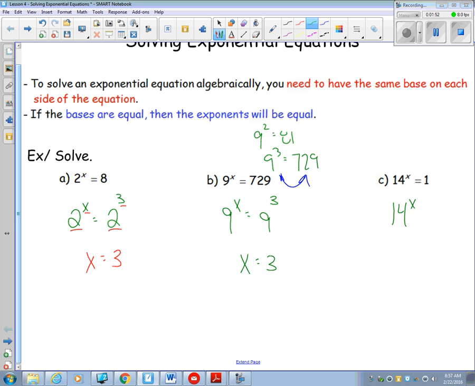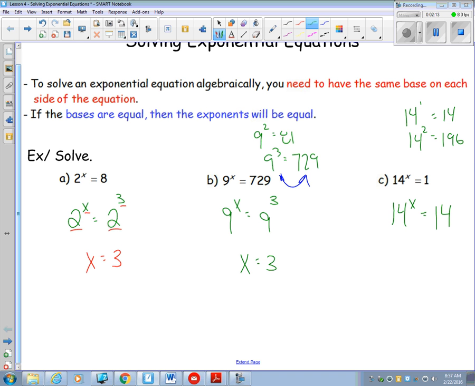And try the next one. 14 to the x equals 1. Okay. I want to make these things the same base, which means I need a 14 to the power of something. And I got to think to myself, well, 14 to the 1, that would be 14. 14 to the 2, 196. Oh, this is getting worse, right? I want to get to 1. Can we think of anything 14 to the power of anything that makes 1?